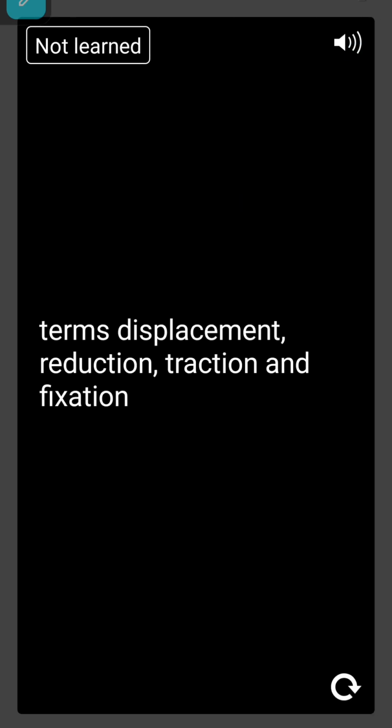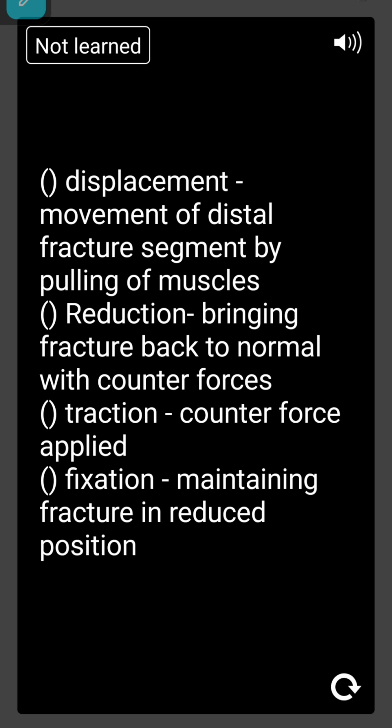Terms: displacement, reduction, traction and fixation. Displacement: movement of distal fracture segment by pulling of muscles. Reduction: bringing fracture back to normal with counterforces. Traction: counterforce applied. Fixation: maintaining fracture in reduced position.